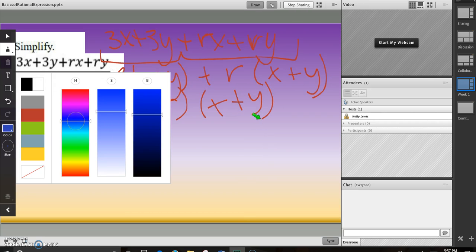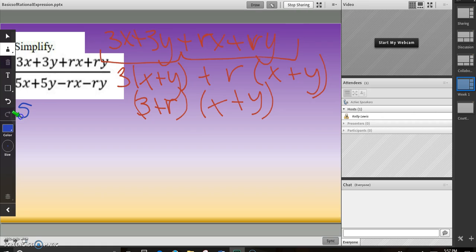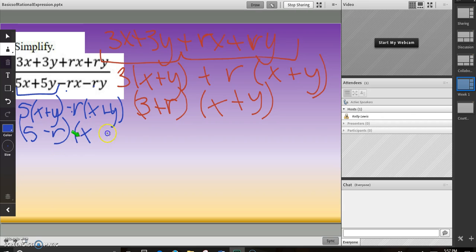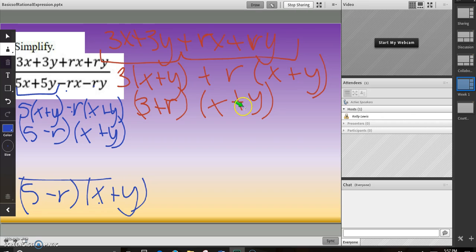Let's do the bottom. I'm going to do this guy. So we took out a 5 and we have an x plus y. This has to be x plus y. So we took out a negative r. Negative r times x, negative rx. Negative r times y, negative ry. So 5 minus r, x plus y. So I'm going to rewrite it, 5 minus r, x plus y. And I know I'm doing something right because I have an x plus y and an x plus y.